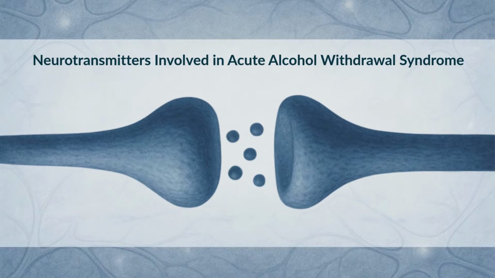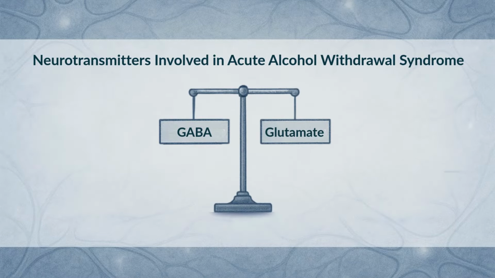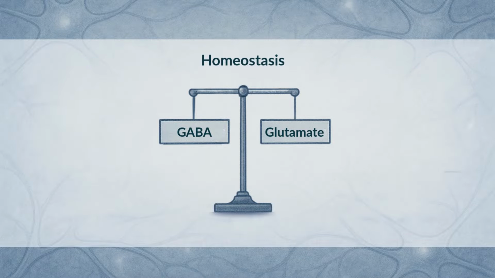There are several neurotransmitters involved in acute alcohol withdrawal syndrome, but we will focus on the main 2. In a very simplified overview, picture a seesaw or a scale that is perfectly in balance or level. This represents the human brain in an alcohol-free state, where there is homeostasis between the main neurotransmitters that are responsible for inhibition versus excitation. On the one side, we have the main inhibitory neurotransmitter, gamma-aminobutyric acid, or GABA, and on the other side, we have the main excitatory neurotransmitter, glutamate.